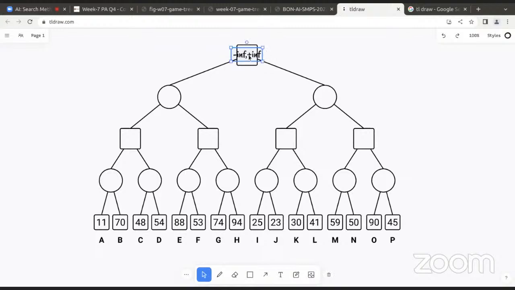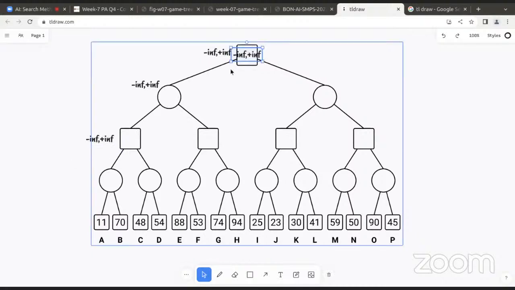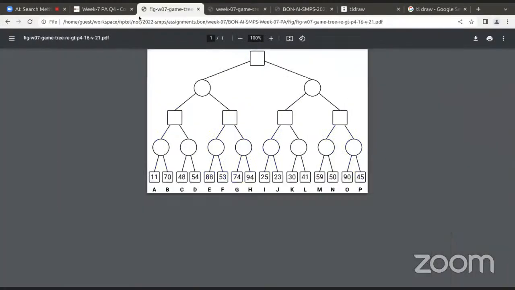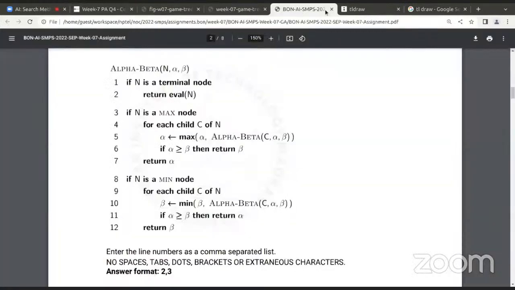Now what happens? I can copy this. Alpha beta is, write it here. Okay. So at this point, INF also goes here. Now let's go to the algorithm. Once you get a hang of it, you're good.